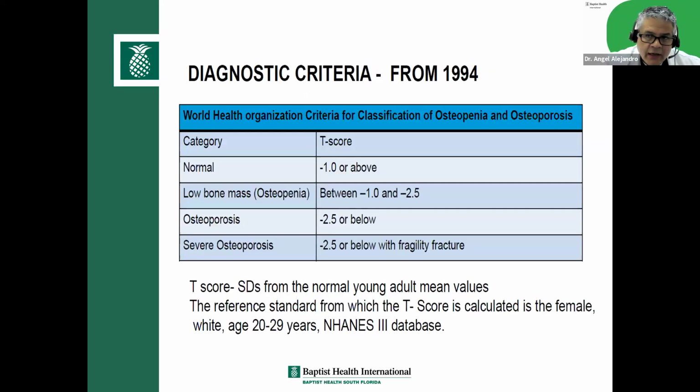When you go back to the diagnostic criteria for osteoporosis, it has not really changed much. If you look at this slide, it's from 1994, published by the World Health Organization, and the diagnosis is clear. You get a T-score. If it's less than -2.5, you have osteoporosis. If it's between -1 and -2.5, you have osteopenia, and normal bone density is considered anything above -1.